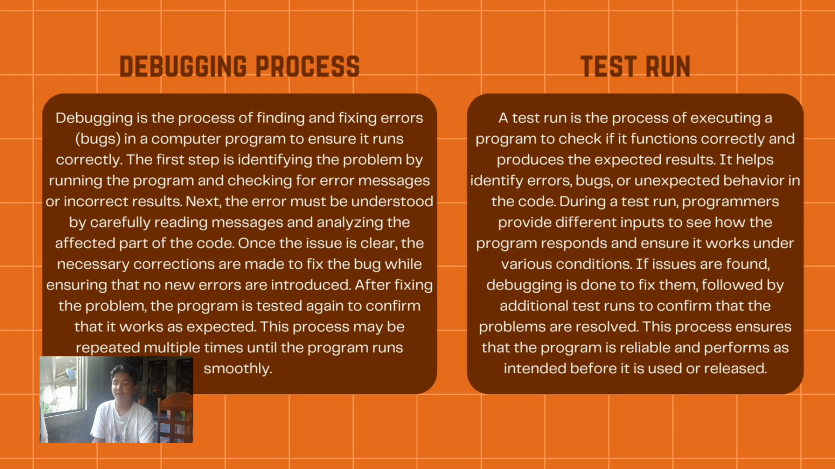We do debugging so that we can find the errors or bugs, to ensure that it runs correctly. A test run is the process of executing a program to check if it functions correctly and produces the expected results. When you program, when you code, of course you have to test run it to see if the functions are correct and if it produces your expected results.